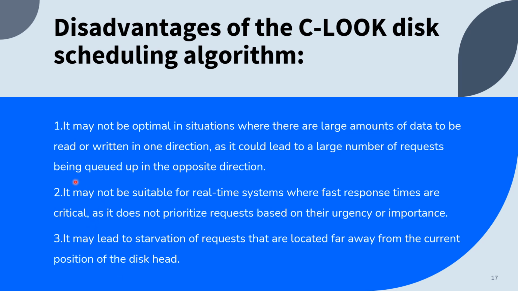Now, the second point is that it may not be suitable for real-time systems where fast response times are critical, as it does not prioritize requests based on their urgency and importance. In real life, we have certain priorities for our requests and jobs, but in this algorithm, there are no priorities. It works only on the nearest job. It may lead to starvation of requests that are located far away from the current position of the disk head.